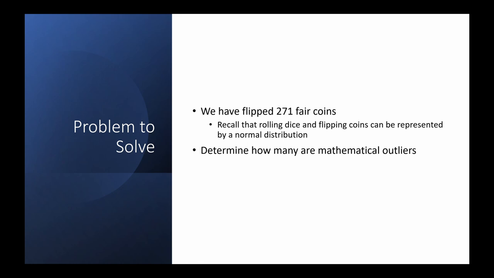Recall that rolling dice and flipping coins can be represented by a normal distribution, the Gaussian distribution, the bell curve. And we like that distribution because it's well understood. We have a table that we can look up the probabilities, and those probabilities then correlate to the uncertainty of a specific measurement. So we're going to try to figure out how we can determine how many mathematical outliers there are. That sounds interesting, right?